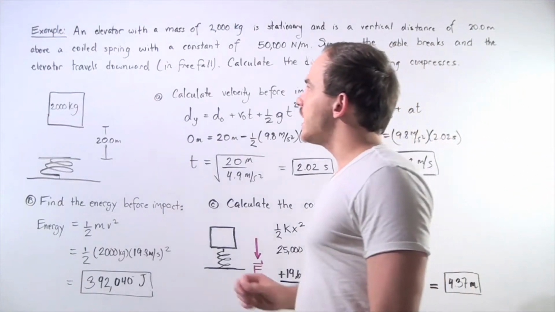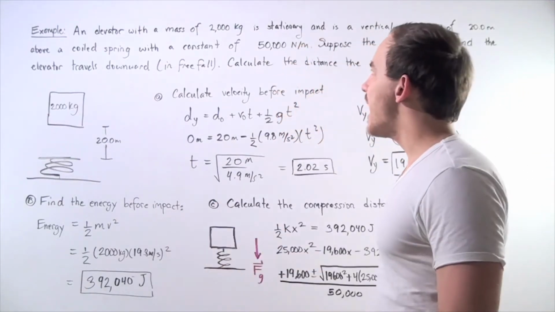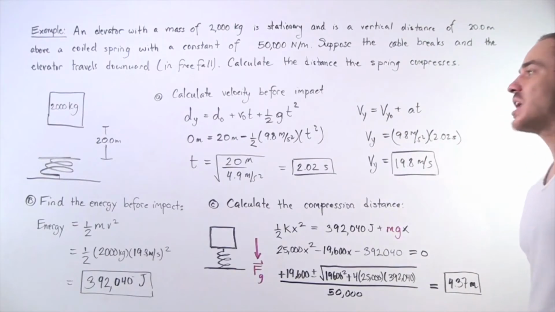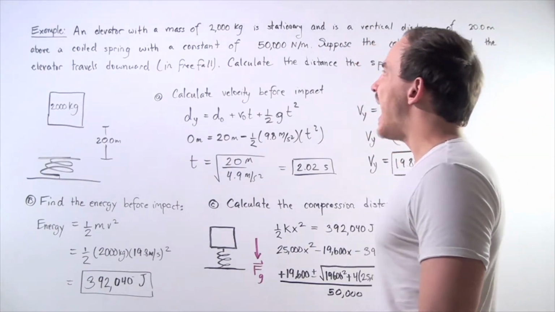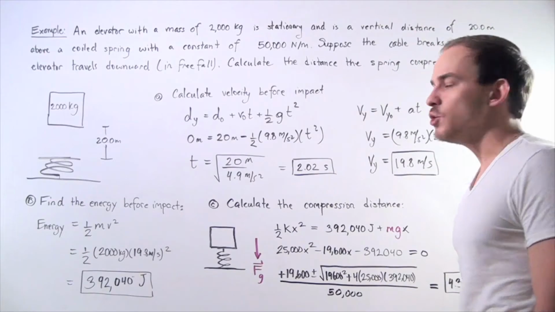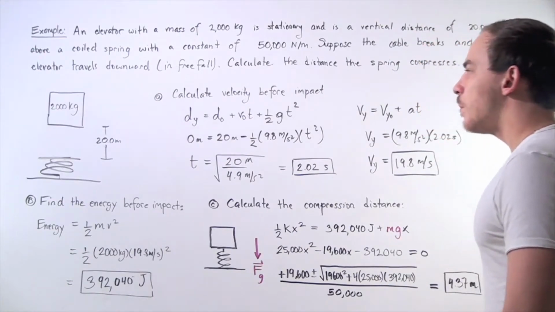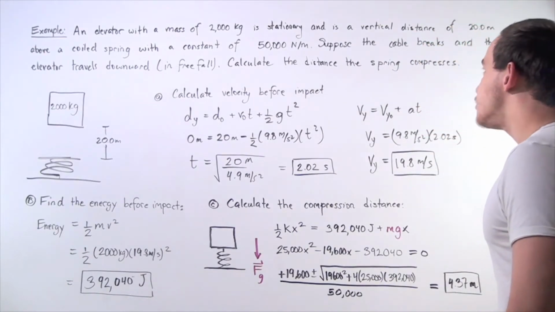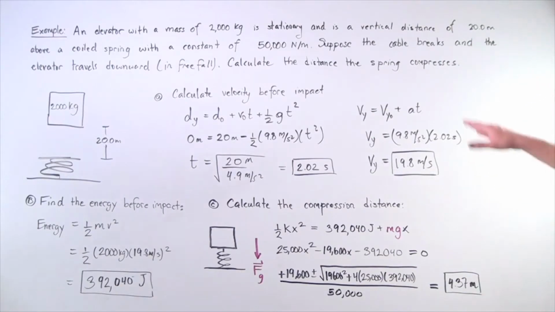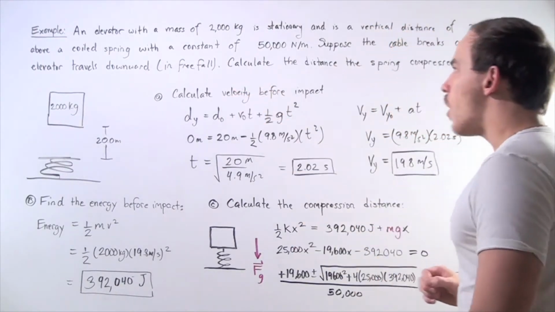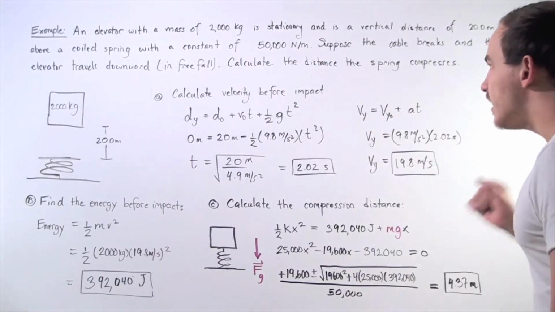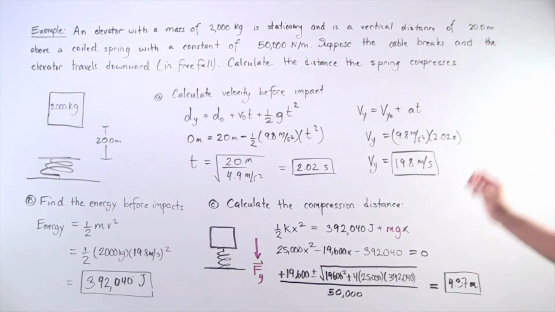So let's suppose that we have an elevator with a mass of 2,000 kilograms that is stationary and is a vertical distance of 20 meters above a coiled spring that has a spring constant of 50,000 newtons per meter. Now suppose the elevator is connected to a cable and that cable breaks and the elevator travels downward in free fall. Now we want to calculate the distance the spring compresses.